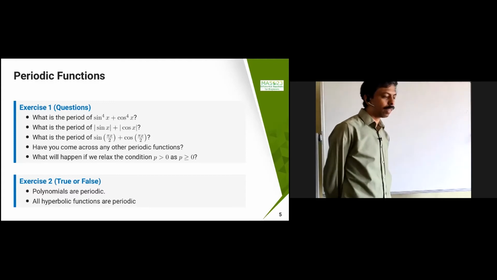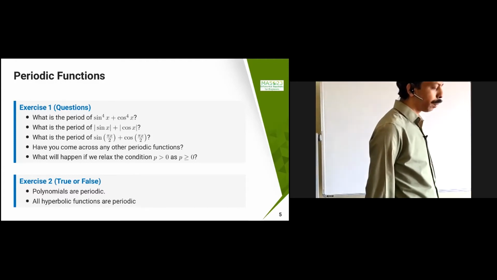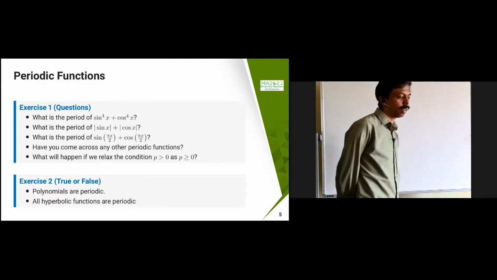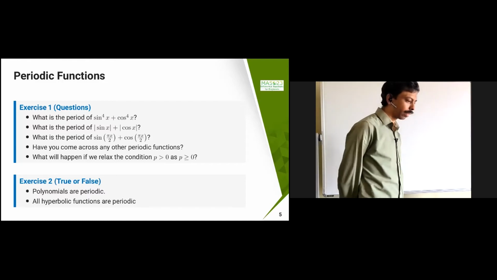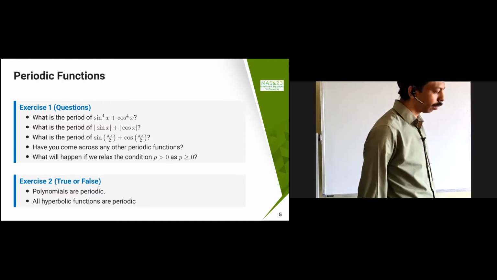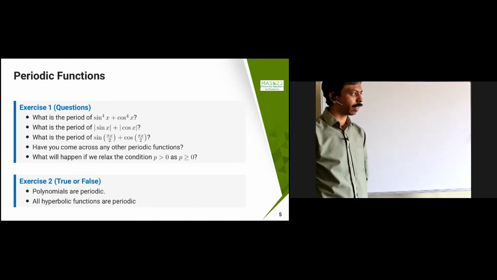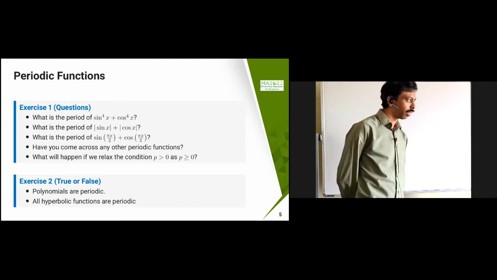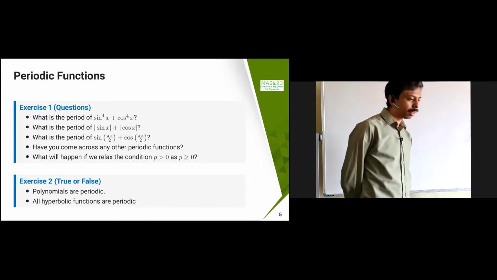Now, next question: what will happen if you relax the condition p greater than 0? We have the condition p greater than 0 in the periodic function. Suppose p is greater than or equal to 0, what will happen? Then the period will be 0, sir. Then the interval will not be there. It means all the functions will be periodic.